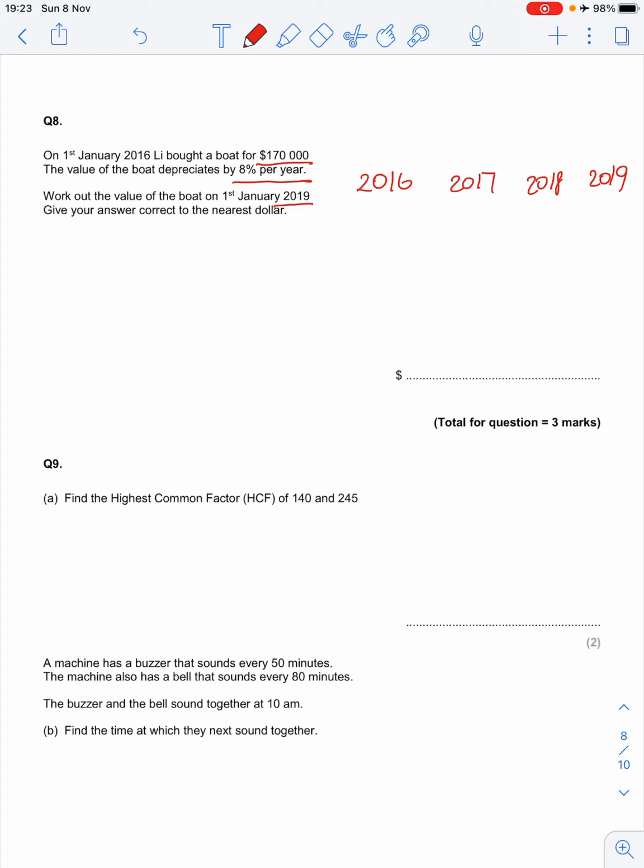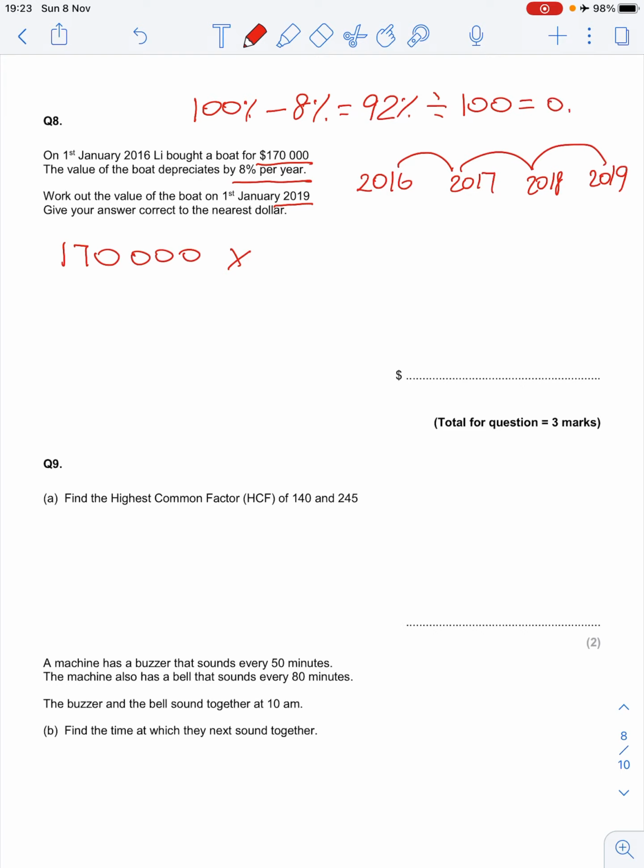So we find out this is 1 year, 2 years, 3 years. So this would be 170,000 multiplied by, it's depreciating, so this means it's decreasing, so it's 100% take away 8% equals 92%. And change this into a decimal multiplier by dividing by 100, which is 0.92. 0.92 to the power of 3.